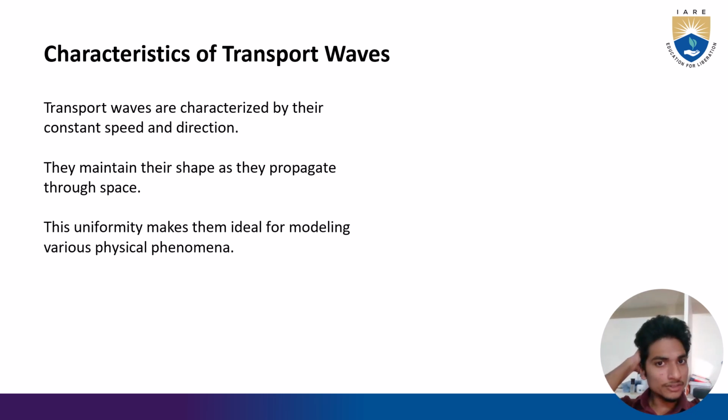And the next one, characteristics of transport waves. Transport waves are characterized by their constant speed and direction. They maintain their shapes as they propagate through space. The uniformity makes them ideal for modeling various physical phenomena.